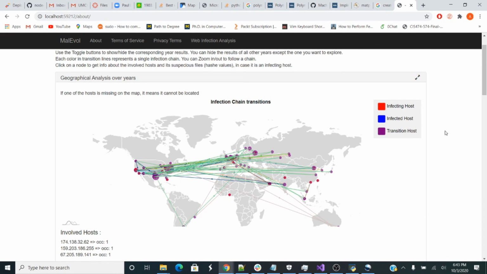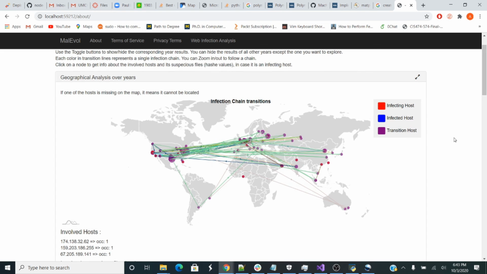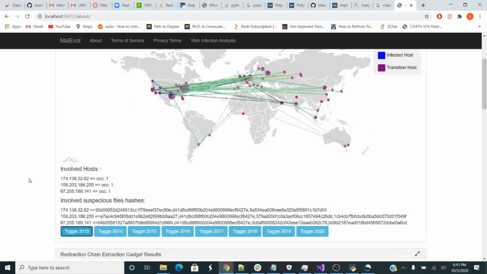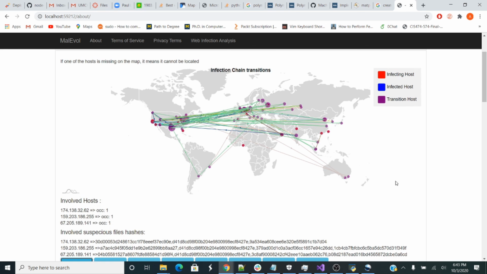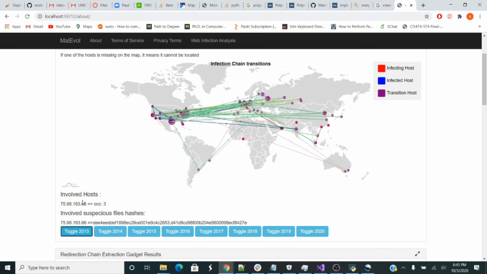The overall analysis also involves geographical analysis in which we locate different nodes of the infection chain, and we compare the results over the years. For example, these are the results of 2013. So the red circles represent the infecting chain, and by hovering we can know the number of infecting chains per city, and by clicking on that node we can have an idea on the involved host.